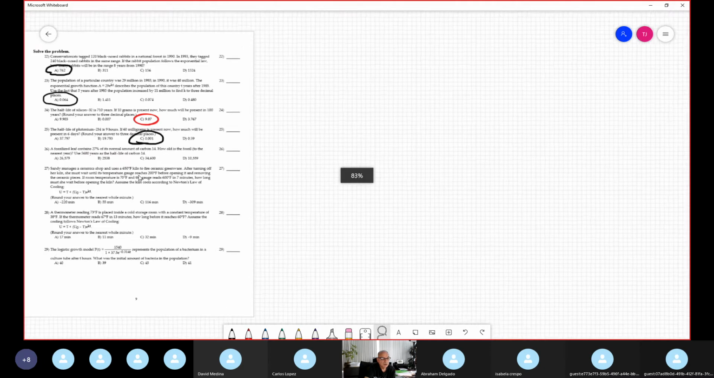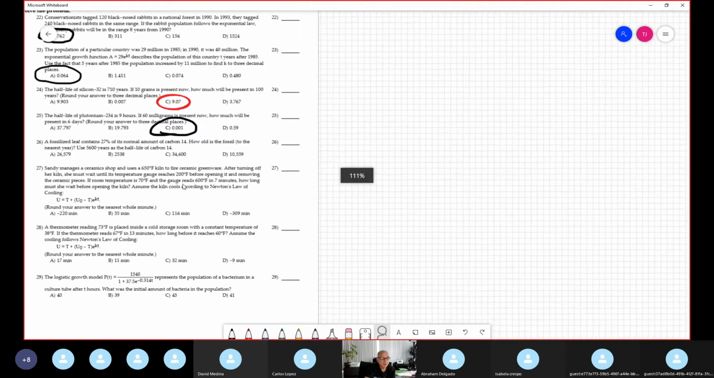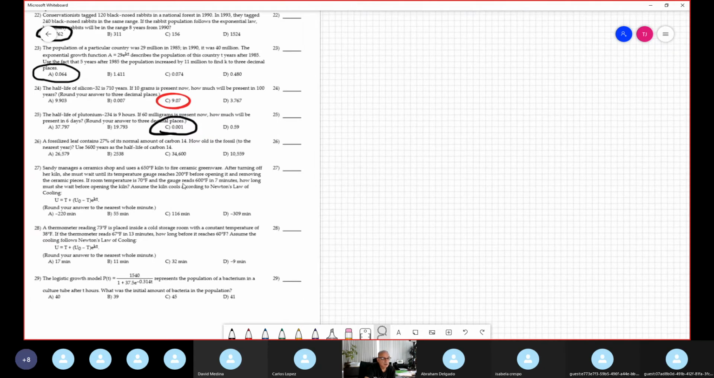Okay, 26. 26 is similar, no? It's the decay problem. A fossilized leaf contains 27 of the normal amount of carbon-14, the famous carbon-14 that we use in archaeology, the test of carbon-14. So now what's the idea? The idea is a decay problem again.